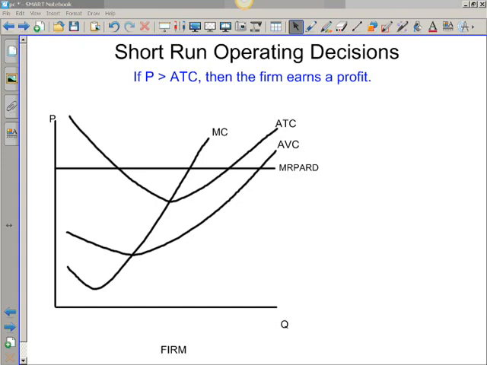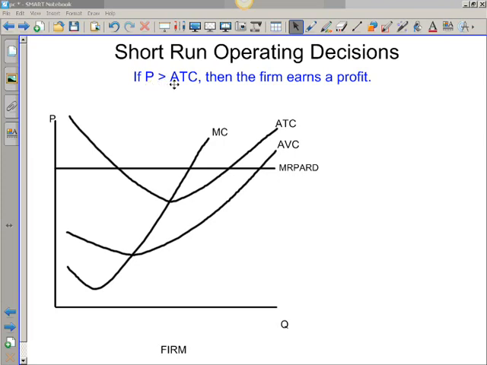Let's do a brief recap of the rules and why the rules for firms' profit and loss work out the way they do. In this starting scenario, we're looking at a firm that's earning a profit. It's earning a profit because the intersection of MR and MC occurs above average total cost. Well, let's look at why this is the case.